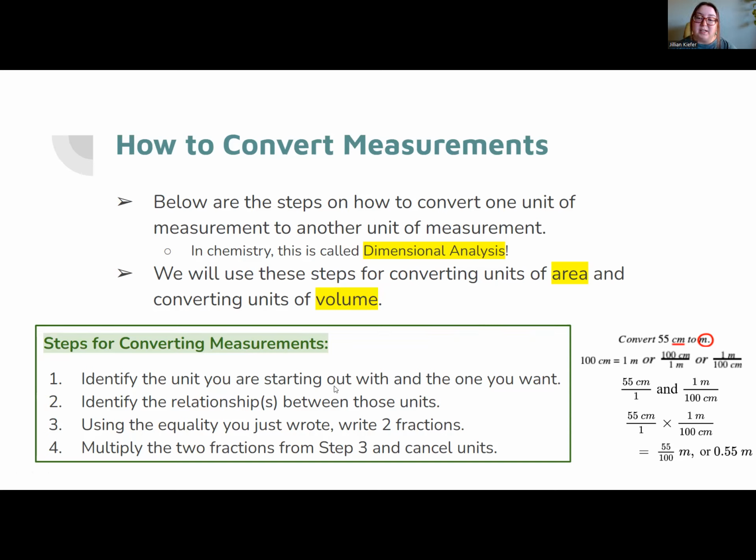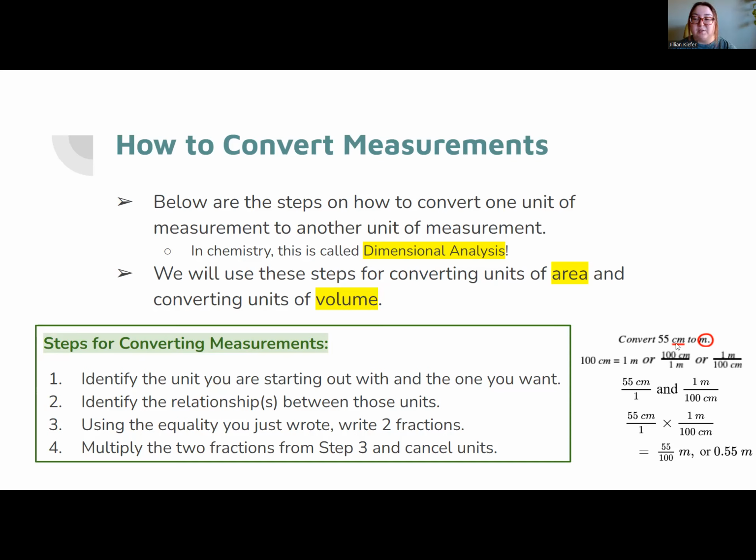We'll identify the relationship between those units. There are 100 centimeters in 1 meter, or same thing as saying 100 centimeters divided by 1 meter, or 1 meter over 100 centimeters. These things are all equal. Then, once we've identified the relationships, we use the equality that we wrote. We're going to write 2 fractions, and whichever one will serve us the best, those are the ones we're going to use.